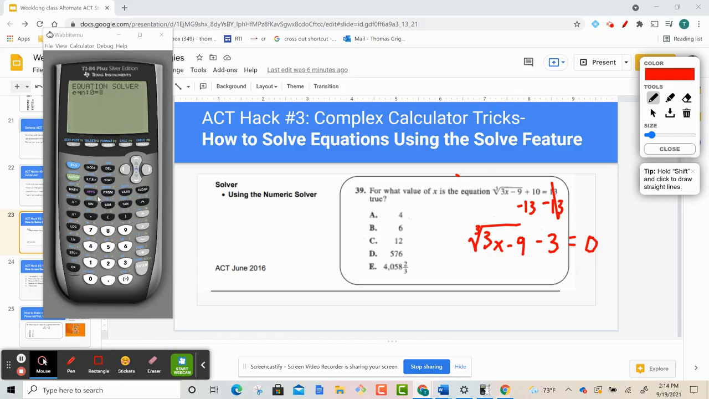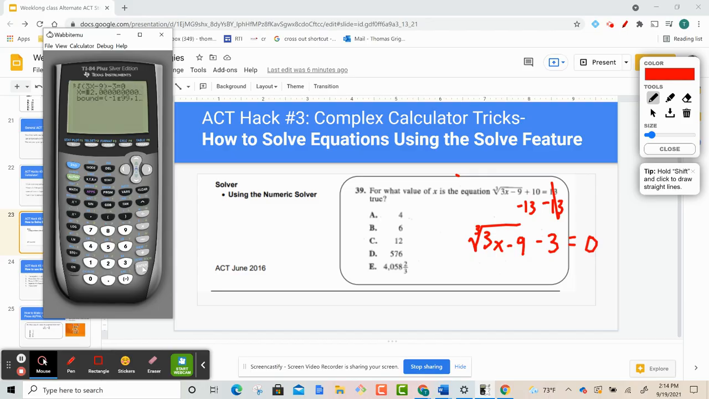So now to type in this equation, I'm going to press the math button once again. And I'm going to choose number 4 this time because that's that cube root feature, which is exactly what I need for this problem. And I'm going to type in 3x minus 9. I'm going to close the parenthesis because that's everything that's underneath the cubed radical, and then minus 3. Okay, so the equation is in there. It's set equal to 0.